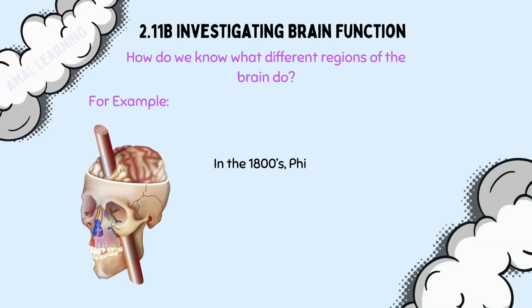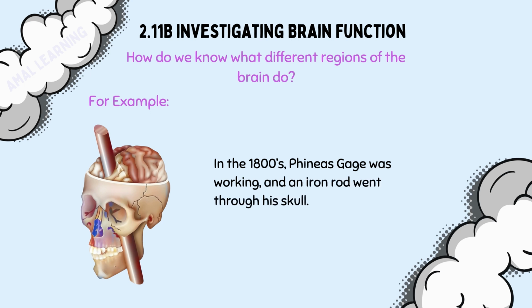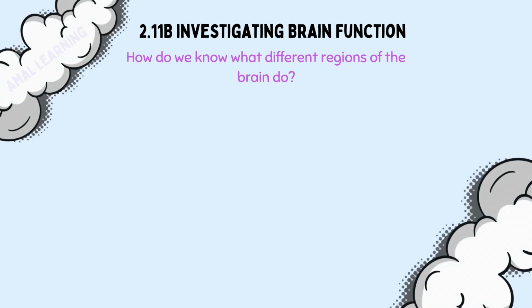In the 1800s, Phineas Gage was working and an iron rod went through his skull. He survived, but his personality changed. This was due to the parts of the brain that he had damaged.